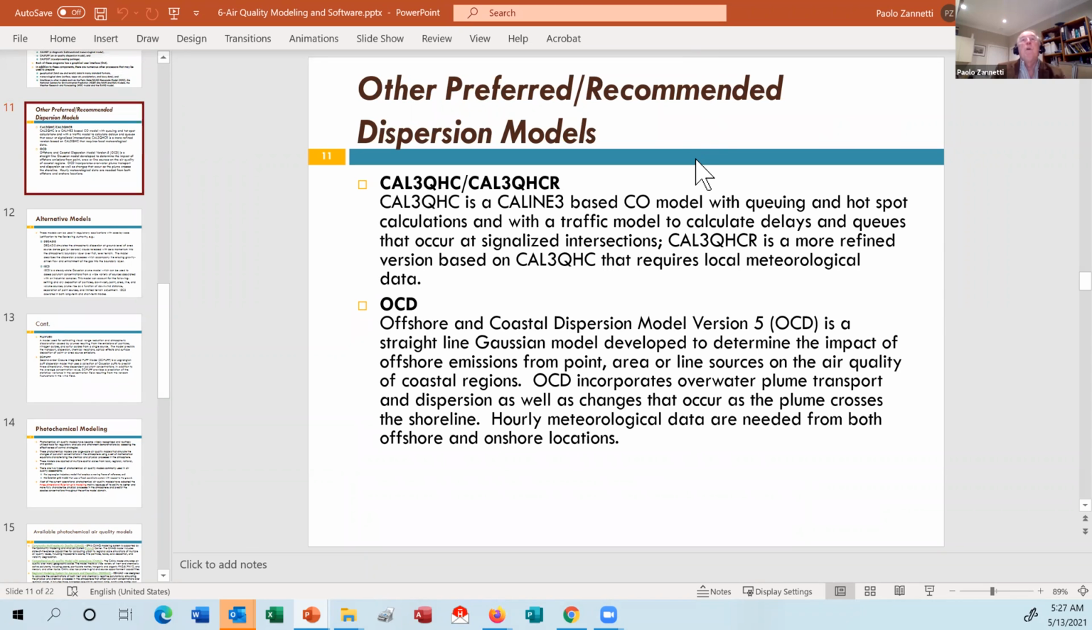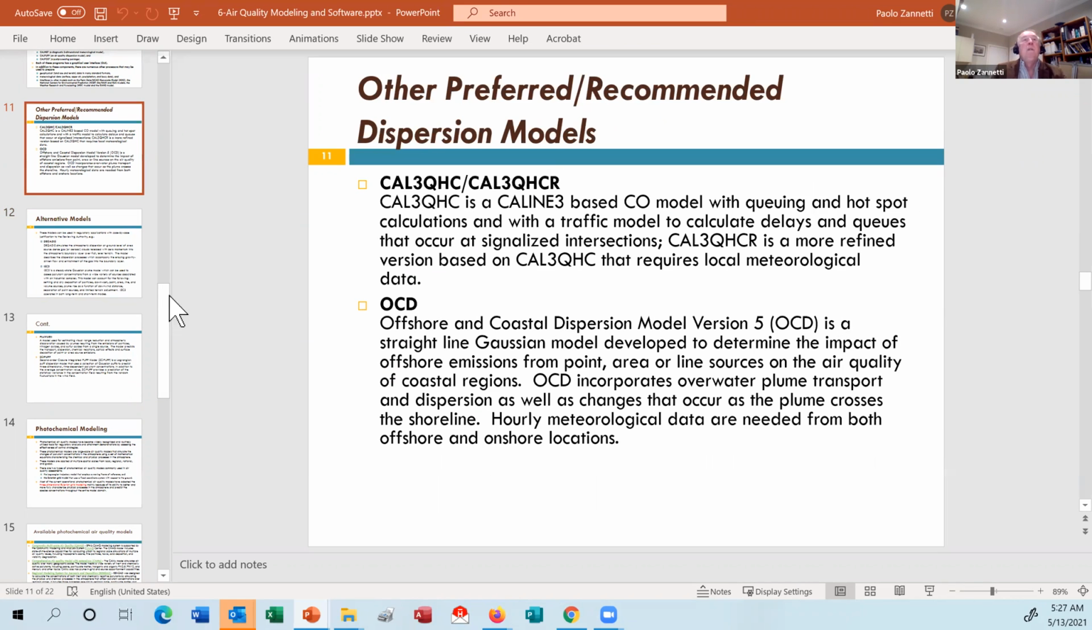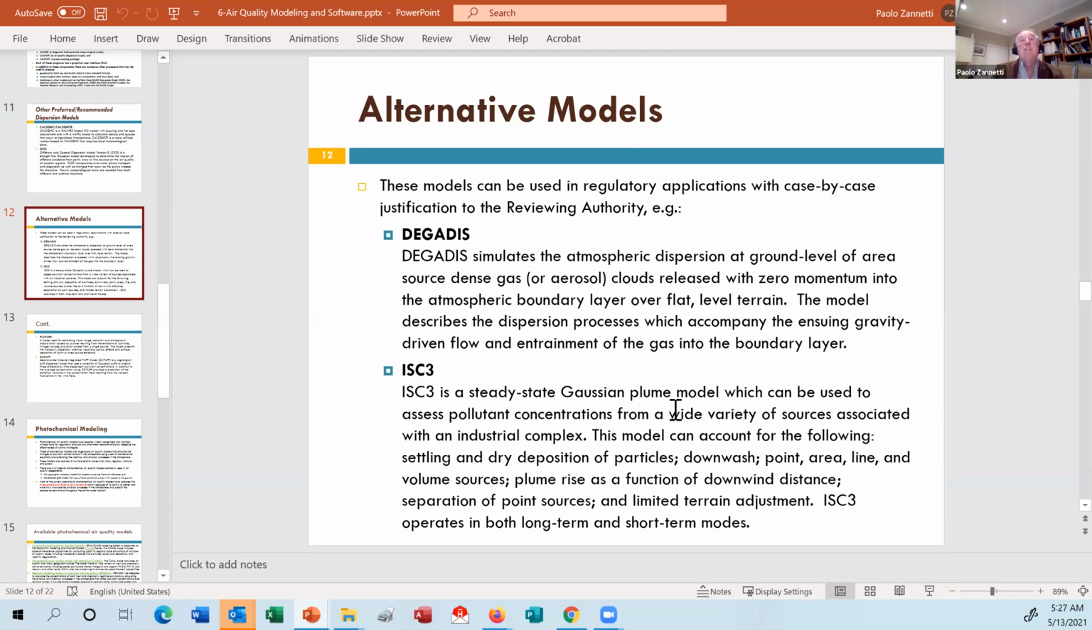Other preferred dispersion models, I'm not going to spend time here. CAL3QHC is for carbon monoxide emissions from cars. OCD is for coastal dispersion modeling. Very few people use it today. DEGADIS is for heavy gas. Again, not very common, but if you have a heavy gas problem, an accidental emission of heavy gas, you may try DEGADIS or ALOHA. ALOHA is another program that I didn't list here for dealing with heavy gases. ISC3 is the father of AERMOD. Nobody uses it anymore.